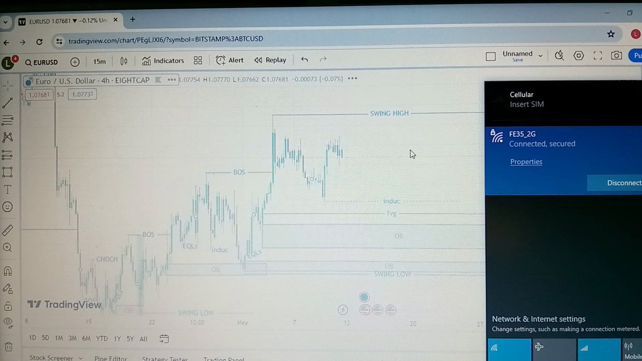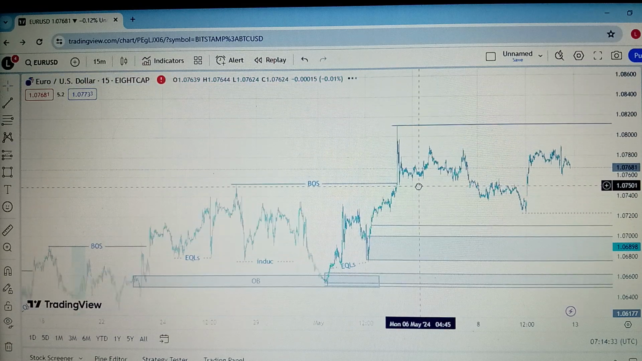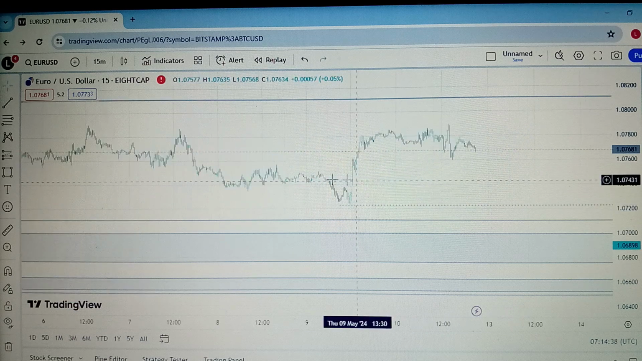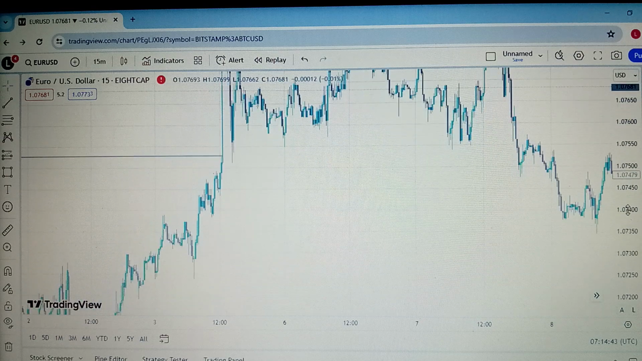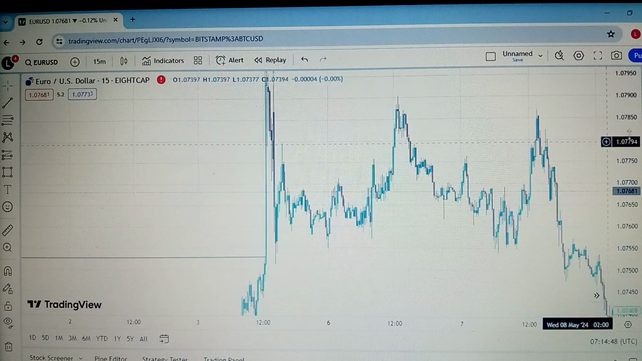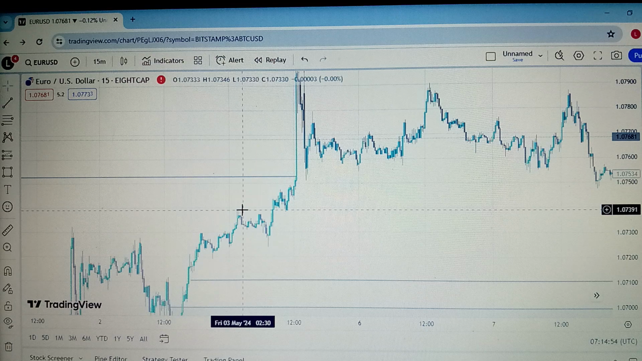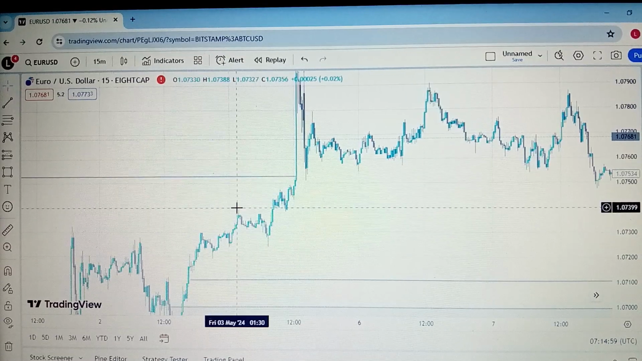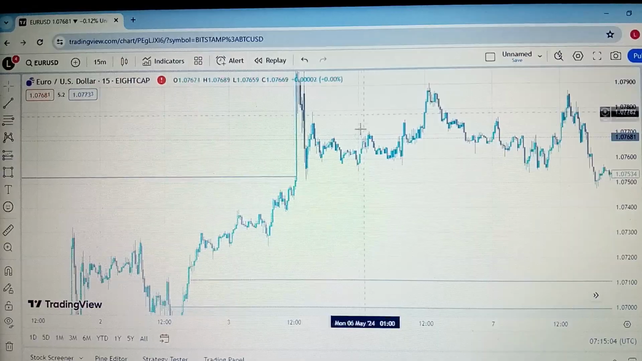Dropping down to the 15-minute time frame, what do I see? Okay, guys, dropping down on a 15-minute time frame, let me show you how to trade a 15-minute pullback. So right now, as you can see, we have a high, low, higher high, higher low, and a higher high, right?